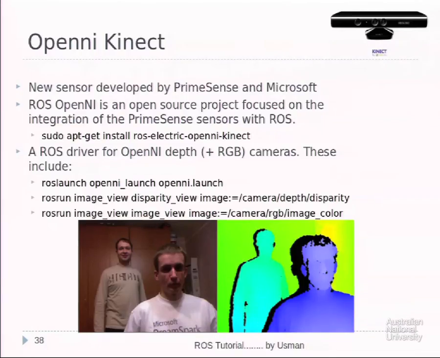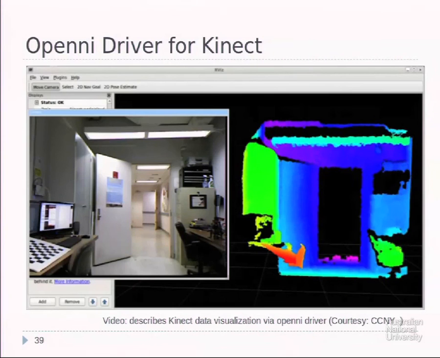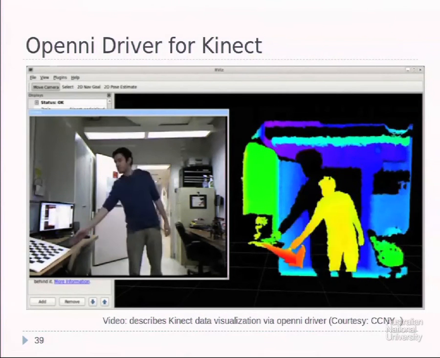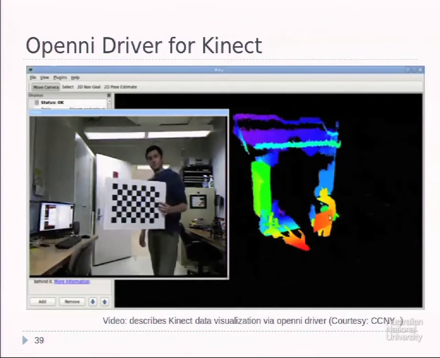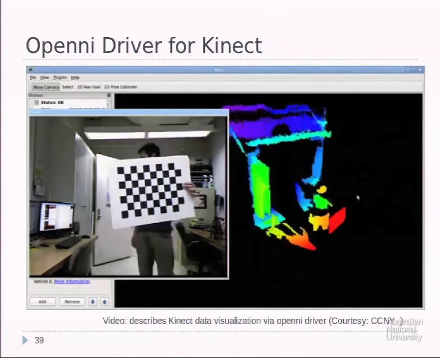So this is like the CCNY. This is how they show they can actually get the data of Kinect, the color image, and then the depth image. And then once you want to see the depth image, you can see where the background is, where the foreground is, and then you can of course manipulate that thing as well.